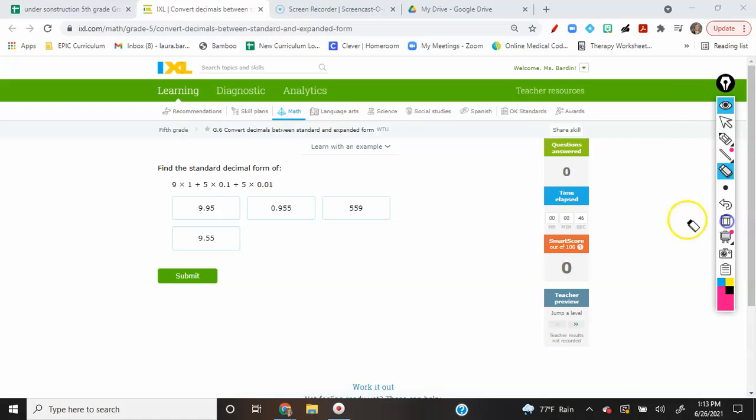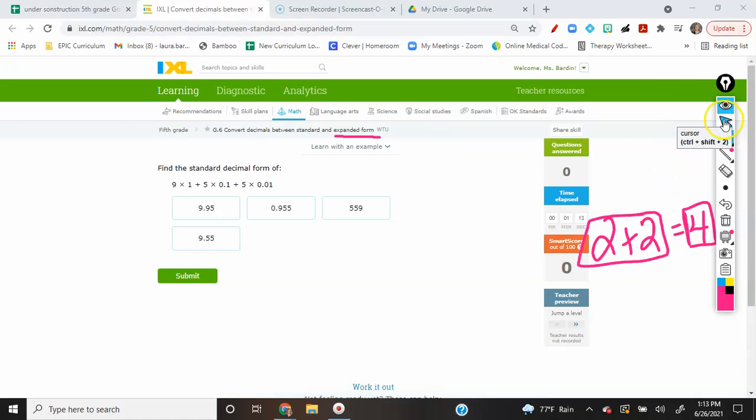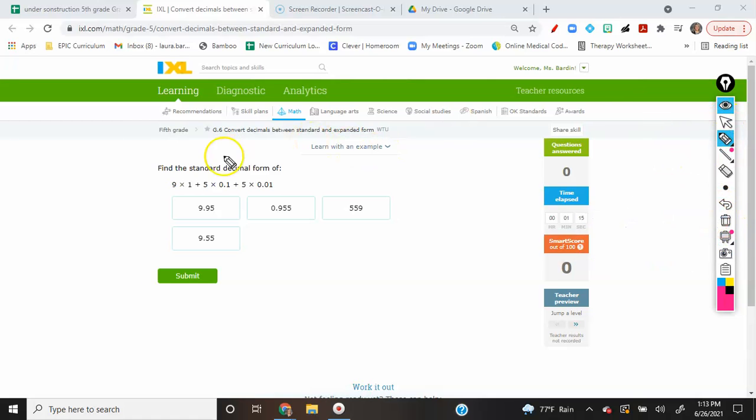What would you consider then to be expanded form? Expanded form. So maybe something like 2 plus 2 is an expanded form for what number? If you said 4, you are correct. So this is the standard form and this is the expanded form. Some fancy language, right? Okay, so let's go ahead and move into this lesson.